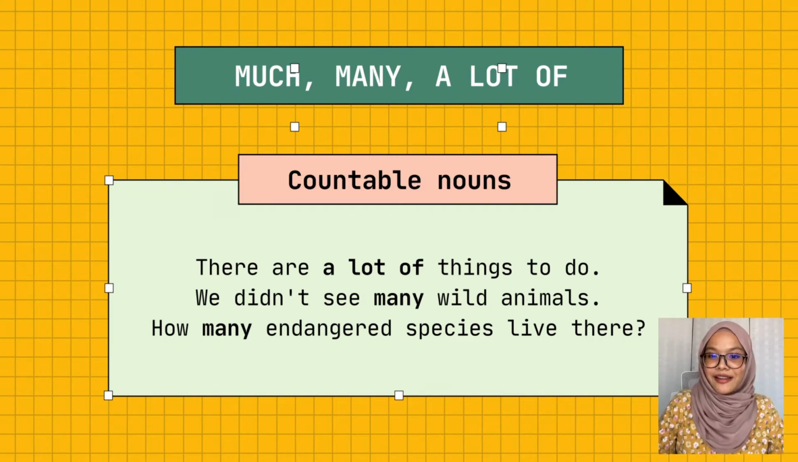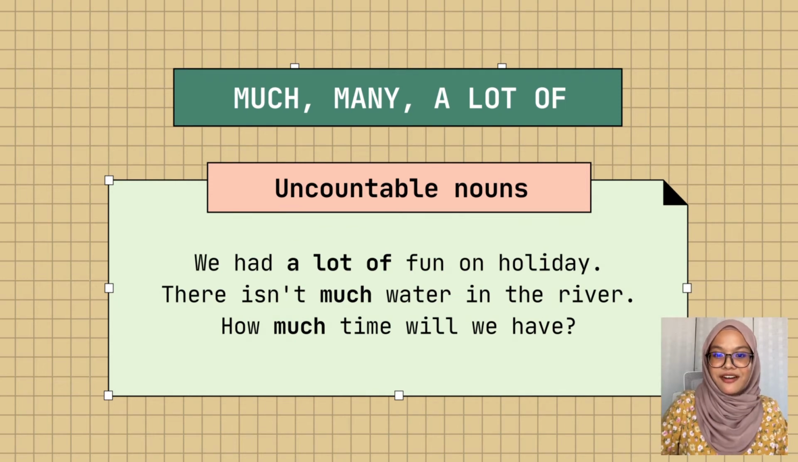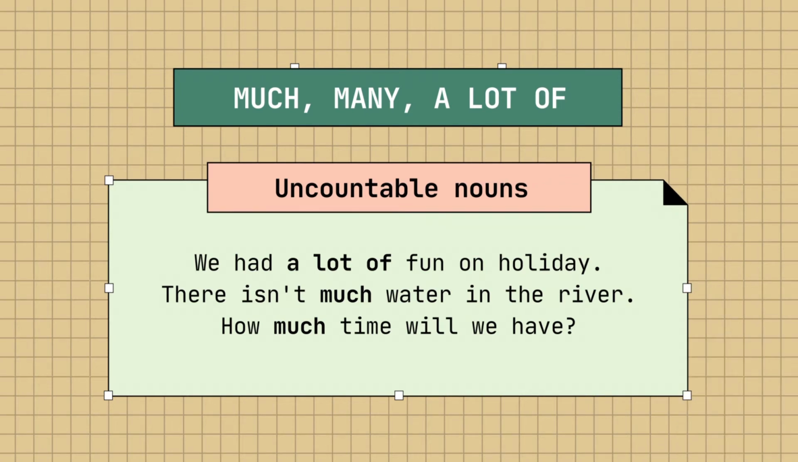We use a lot of and many with countable nouns. For example, there are a lot of things to do. We did not see many wild animals. How many endangered species live there? For uncountable nouns, we use a lot of and much in the sentences. For example, we had a lot of fun on holiday. There isn't much water in the river. How much time will we have?